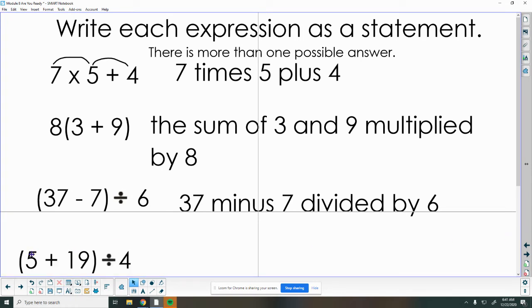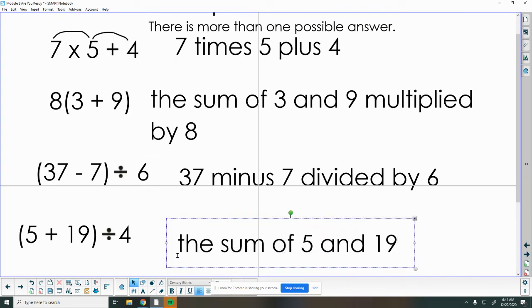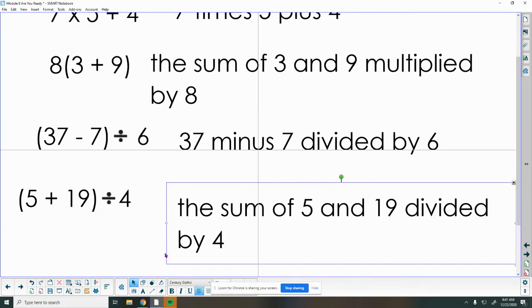Okay, our last one, we have 5 plus 19 divided by 4. So we need to add first. So we're going to take the sum of 5 and 19 divided by 4.